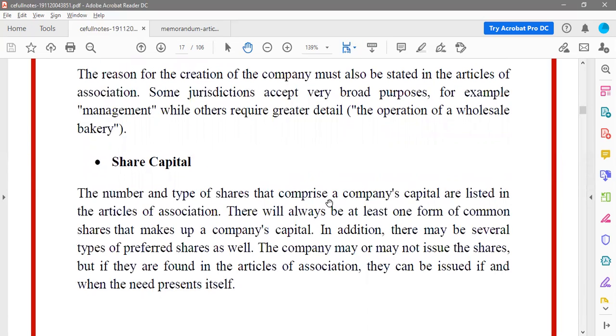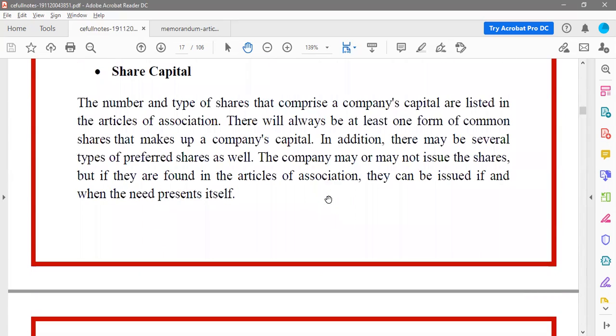Then share capital. This is a repeated point from the MOA. So the company has to say what is the authorized capital, how many equity shares they will issue, how many preference shares they will issue. If they are issuing debentures, then they have to talk about debentures also. So that will be the share capital clause. Everything in detail they have to give.